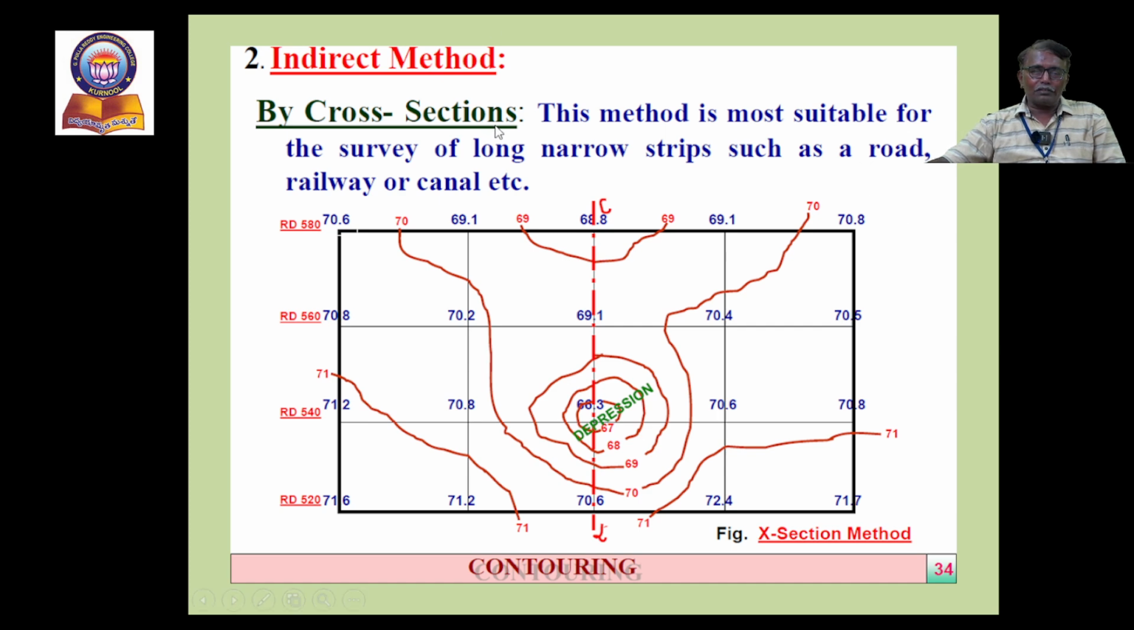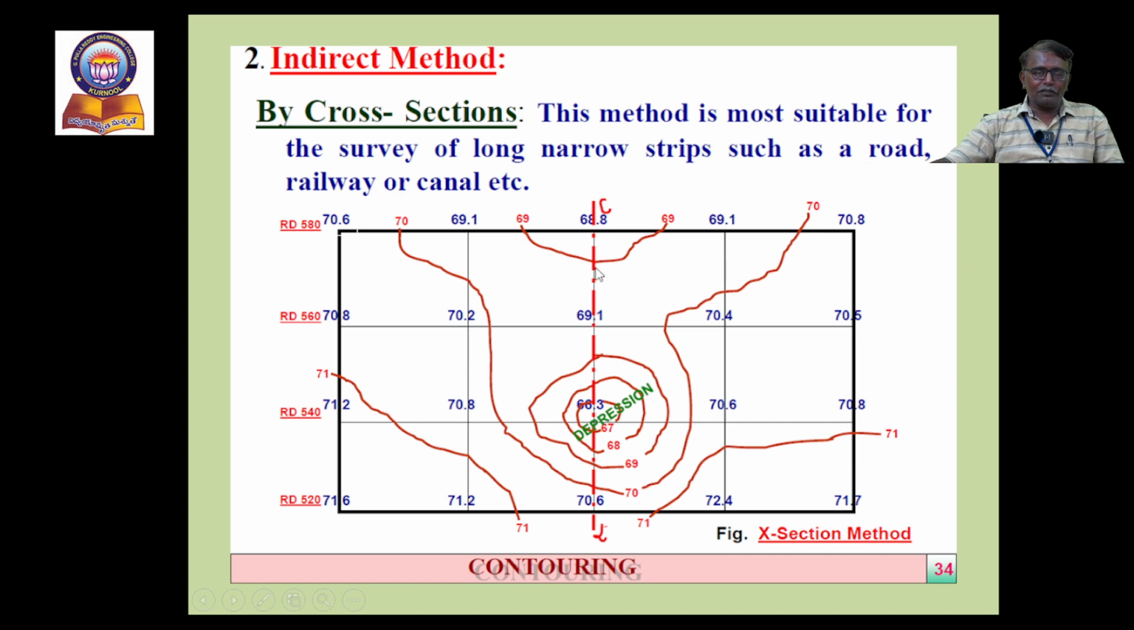By cross sections. This method is most suitable for the survey of long narrow strips such as a road, railway line, or a canal. So the center line is marked right here. Along the center line, generally the road will be, let us say, 20 meters wide. So on either side 5, 5, 10 meters will be taken. Generally, not more than 10 to 20 meters of road width will be there. So the contour requirement is only up to 10 meters on either side of the center line.